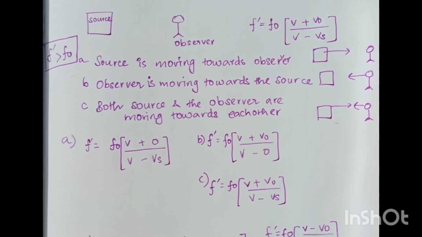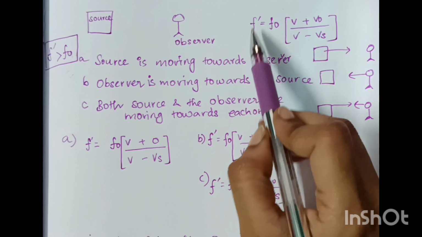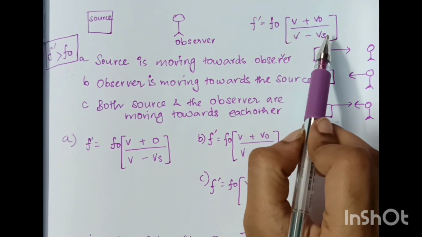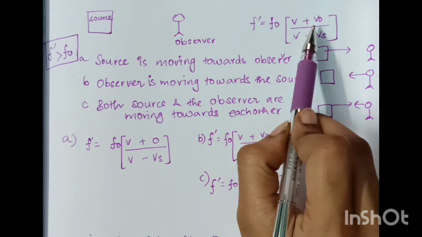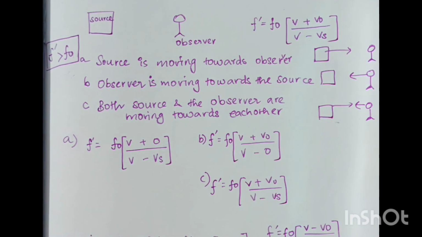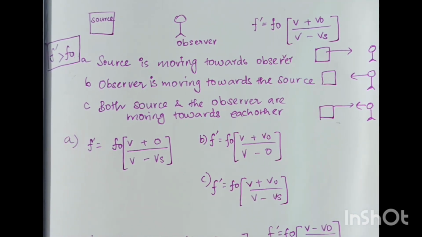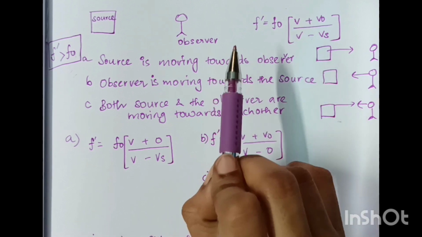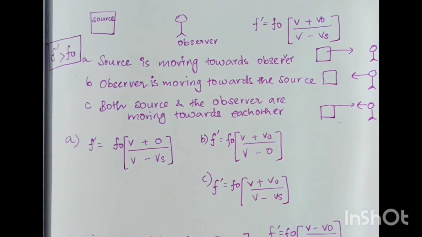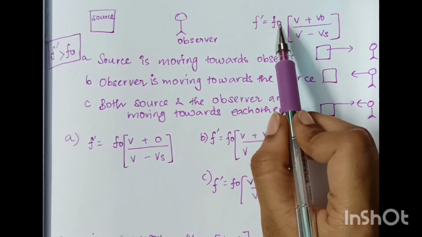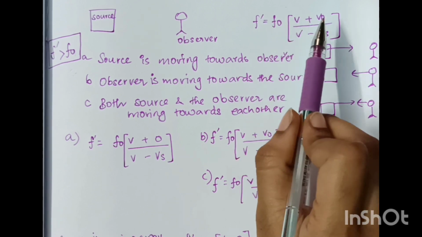Now let us see what is the formula. We have seen the general formula: f dash equals Fo into (V plus or minus Vo) by (V plus or minus Vs), where Vo is the velocity of observer, Vs is the velocity of source, and V is the velocity of sound. Now, why do we write plus here and why do we write minus here? This is the point which we have to understand, and it is so simple. So for f dash to be greater than fo, what is one case you have to remember?